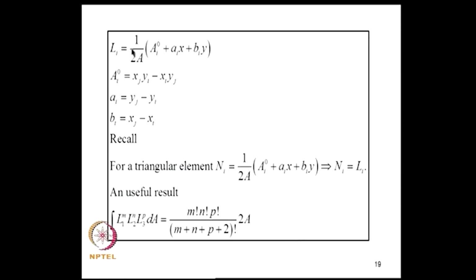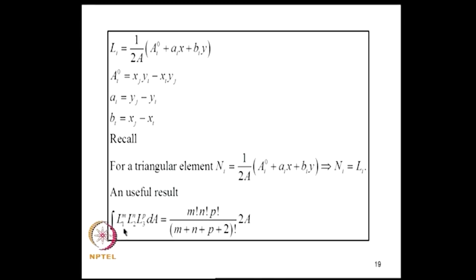Now, it turns out that the formulae for finding L1 L2 L3 are as given here. If you recall, when we discussed the triangular element, the shape functions were exactly the same as this. So, Ni and Li are identical for this case. A useful result, which will be helpful in evaluating elements of mass and stiffness matrices, is shown here.